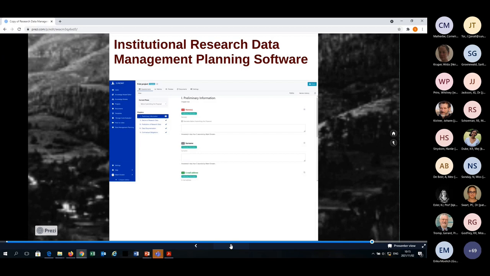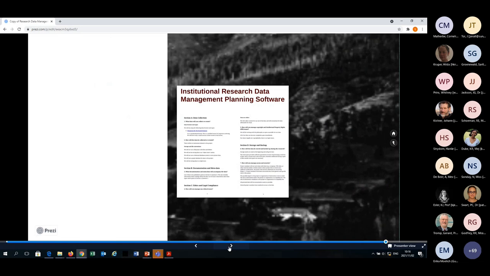The way that it works is that it has a smart questionnaire that allows researchers to complete a template. So if your research funder does not have a template, you can make use of an institutional template. At the moment, we refer people to a third-party free tool that can be used. And it's a very good tool. It's just that it's not a customized template, and that's what we believe would provide the best value to the university's researchers.